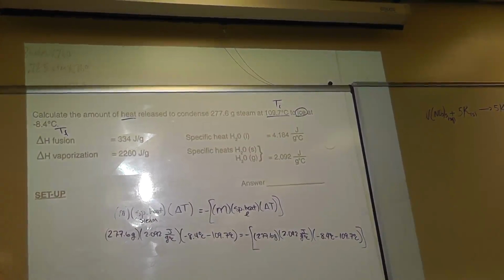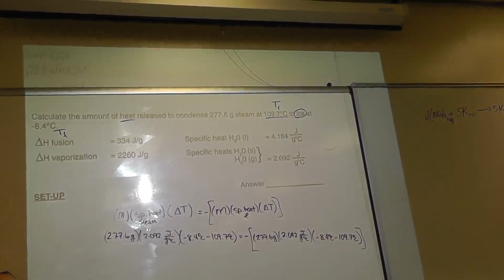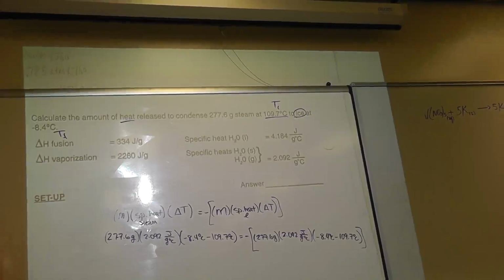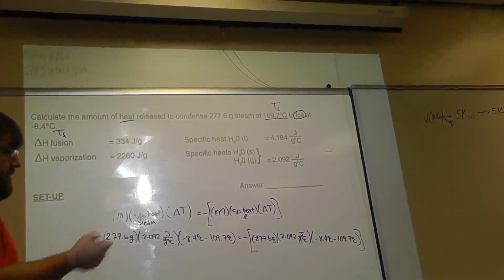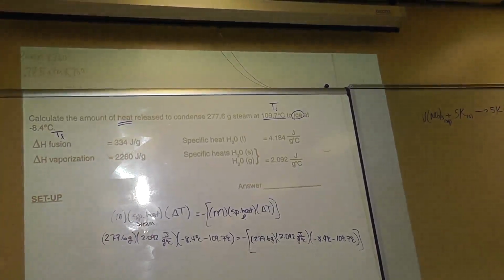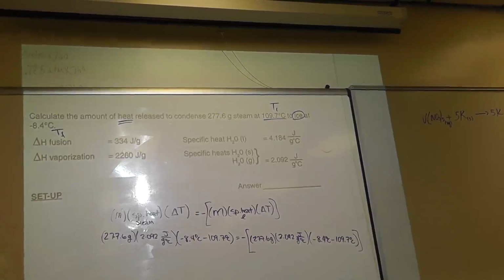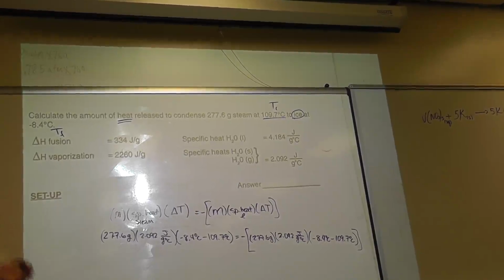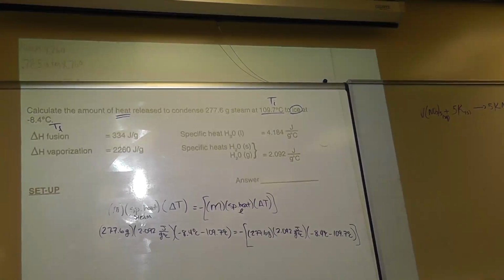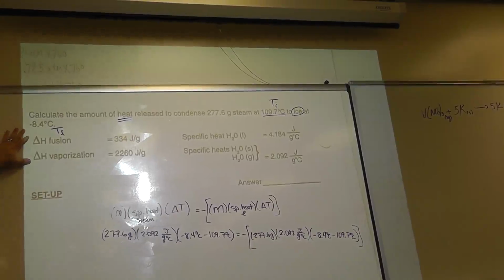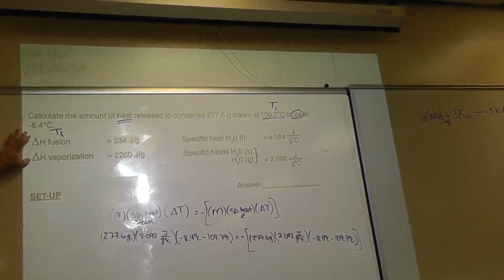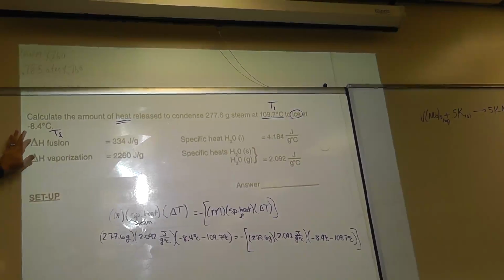What is your heat going to be? Positive or negative? The whole point we're doing this is to ask the heat. Where's the heat going? The heat's being released, right? This very energetic steam going all the way down to ice. That heat's got to go somewhere, and it's wanting to know the amount of heat released. So how much heat released? This is your equation right here for your heat of fusion. So that's going to be your bottom step, and your heat of vaporization is going to be going up. So these are as you go up.